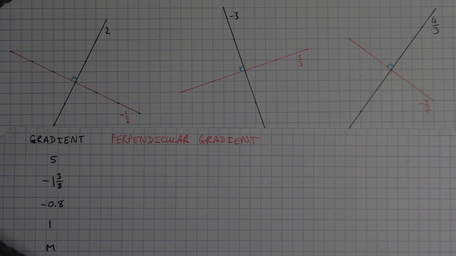Hopefully you notice the pattern here, that the connection between them is if you take this, you flip it over and change the sign, you get this. The posh word there is take the negative reciprocal. So if you flip over 4/3, you get 3/4, change the sign, positive becomes negative.